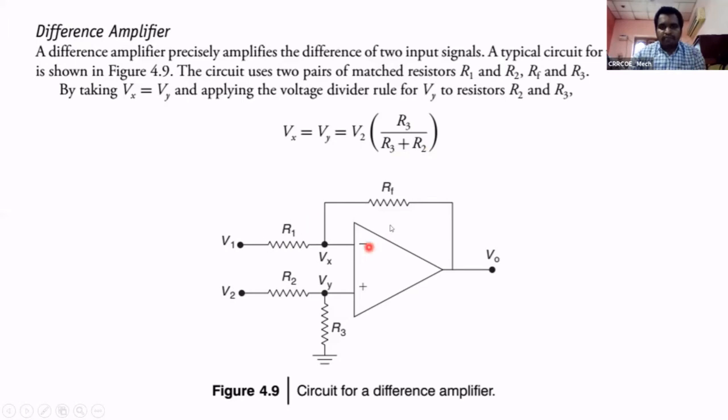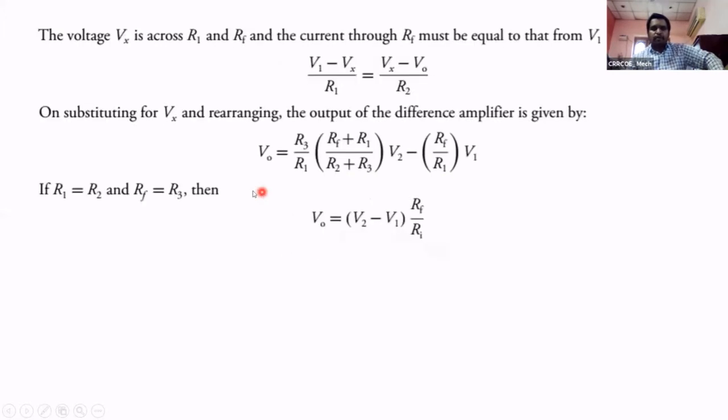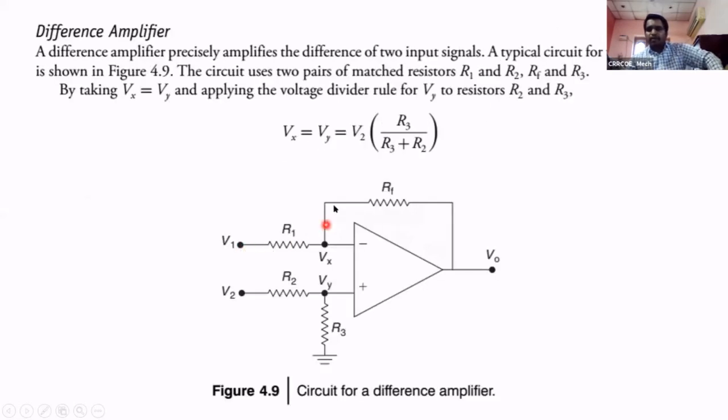Now we see this side. Here what is the current? Vx minus V1 by R1. Here what is the current? V0 minus Vx by Rf. Now I1 is equal to I2. Here the current flowing through this circuit is the same, because it is connected to the negative terminal.